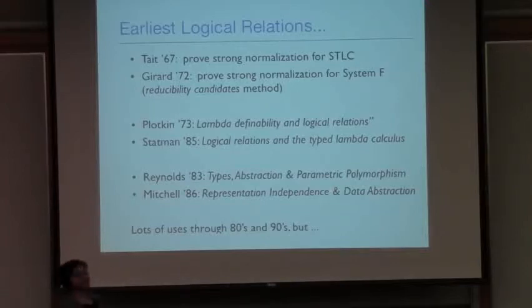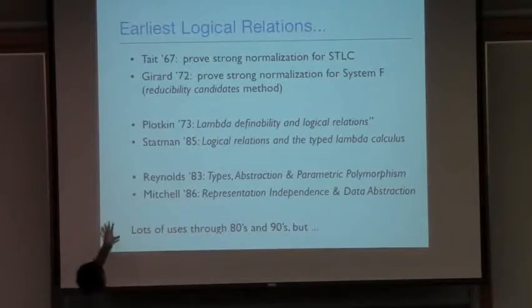Then Plotkin in '73, and this is an unpublished thing, I think it's just a tech report, probably an Edinburgh tech report: Lambda Definability and Logical Relations. Plotkin was the first one to use the term logical relation. If you want to Google it, it's interesting: Google types mailing list, Plotkin logical relations. There's a post back in '89 or something where Plotkin tried to explain why he was using the term. And there's been discussion every 10 years or so, where someone asks again why logical relations are called logical relations, and who coined the term. So it's interesting.